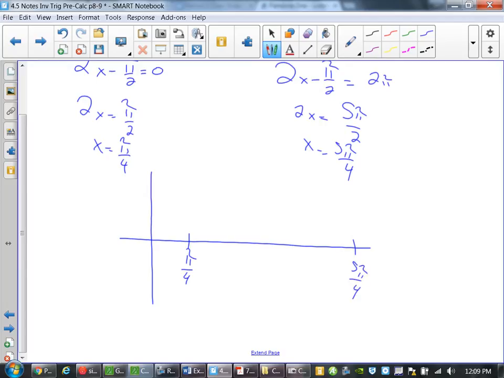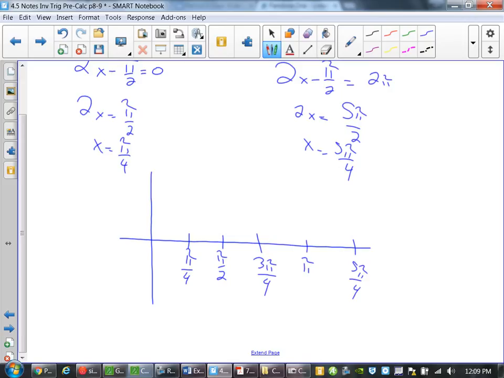What's halfway between 1 and 5? What's halfway between 1 and 3? And halfway between 3 and 5. Since I had a common denominator, I just dealt with the numerators and just did midpoints real quick.